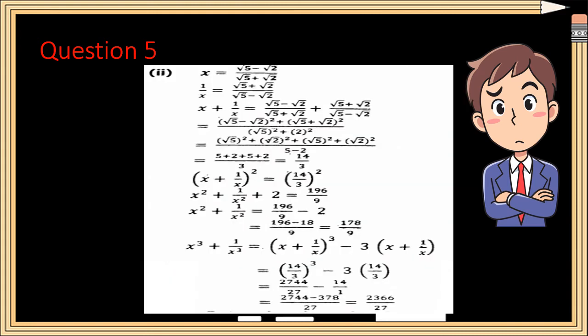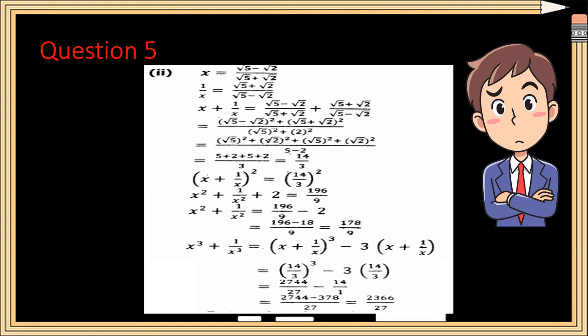So now in question number 5 part 2, you have been given x is equal to square root of 5 minus square root of 2 divided by square root of 5 plus square root of 2. You have to find 1 over x, that will be the reciprocal of x, so you will just change the numerator to denominator. So we have square root of 5 plus square root of 2 divided by square root of 5 minus square root of 2. Now for x plus 1 over x, what you will do is put the values x and 1 over x. So now you will take the LCM.